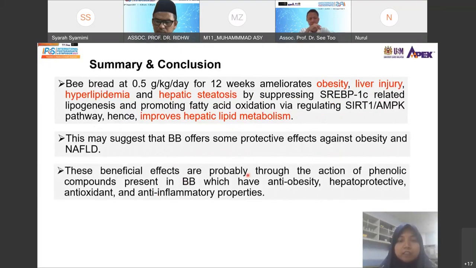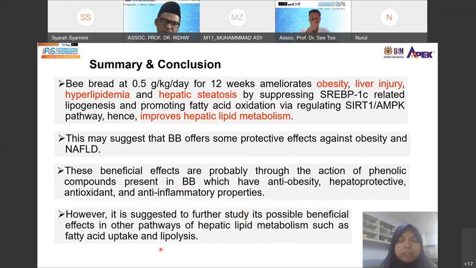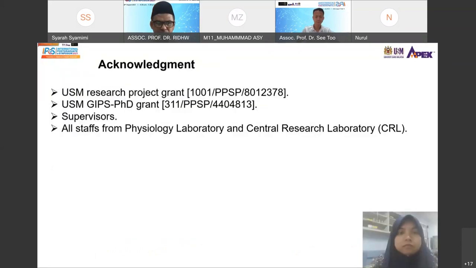These beneficial effects are probably through the action of phenolic compounds present in bee bread, which have anti-obesity, hepatoprotective, antioxidant, and anti-inflammatory properties. However, it is suggested to further study its possible beneficial effects in other pathways of hepatic lipid metabolism, such as fatty acid uptake and lipolysis.